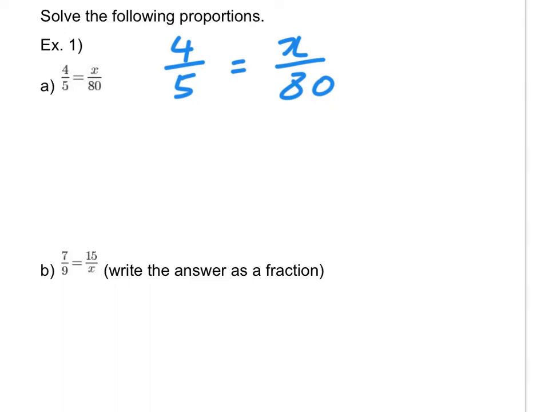So we have this one here, and we have this one here. So what have we got? One of the diagonals has 5 and x. We can't use that because it doesn't have two numbers, it has a number and a letter. The other one is 4 and 80. So you multiply 4 times 80 and divide by 5.